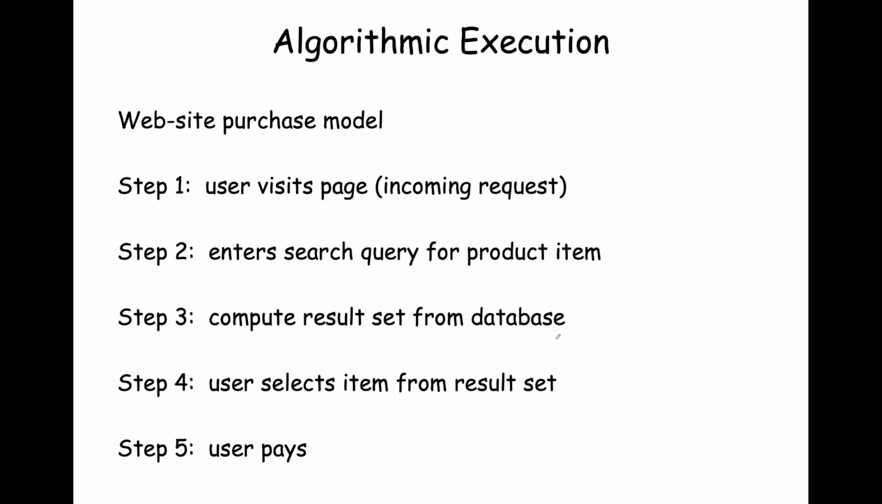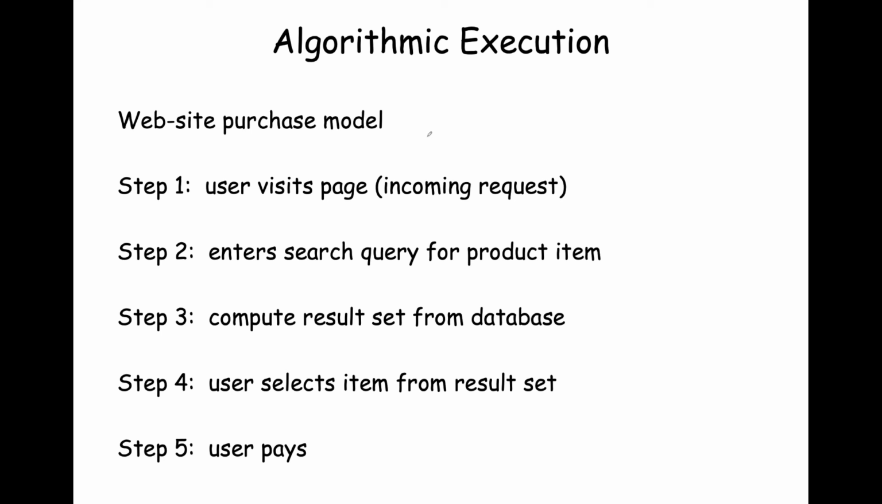It presents you back that list, and you click on something. Step 4, you select some item. It's going to take you some time to read that. Sometimes it might be fast, sometimes it might be slow. That is also stochastic. And then after you select it, you enter your credit card information to pay for that item. So for a website purchase, you have a bunch of steps: visit the page, enter the search query, get the result set, select an item, and pay for it. Each one of these steps is independent from one another, and each takes some amount of time that is stochastic.